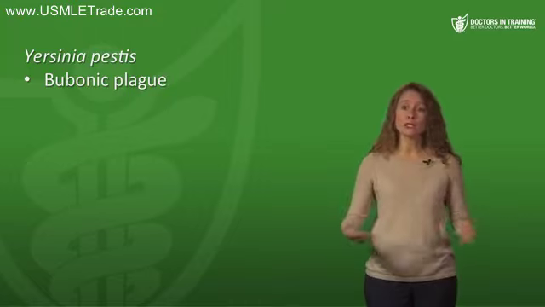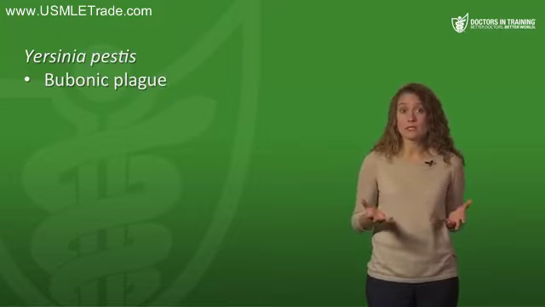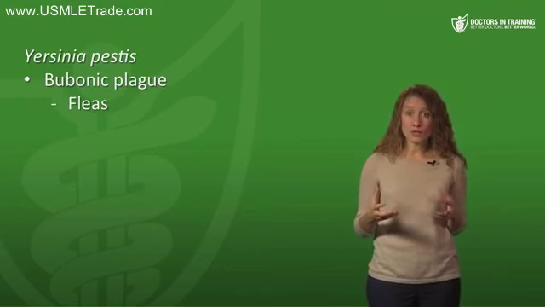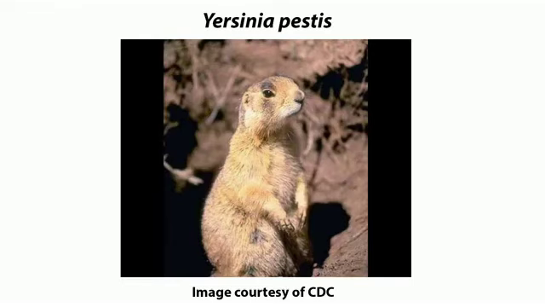And plague still occurs here in the United States, just on a smaller scale. It's still mostly spread by fleas, but one of the animal reservoirs in the U.S. are prairie dogs. So beware of prairie dog infestations.